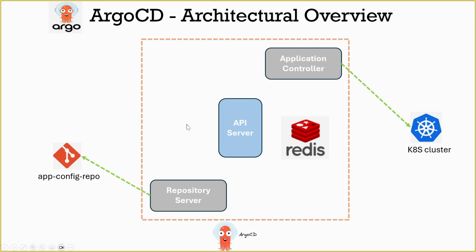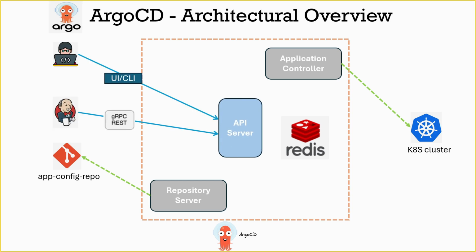Now, we need something through which users or external tools can interact with ArgoCD itself. Think about other platforms. For example, JFrog Artifactory provides a web UI and APIs. Jenkins provides both a web UI and a CLI, and AWS offers both a management console and a CLI. Similarly, ArgoCD provides the API server. Think of the ArgoCD API server as the front door of ArgoCD.